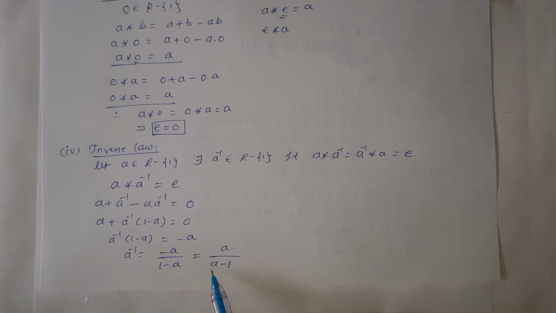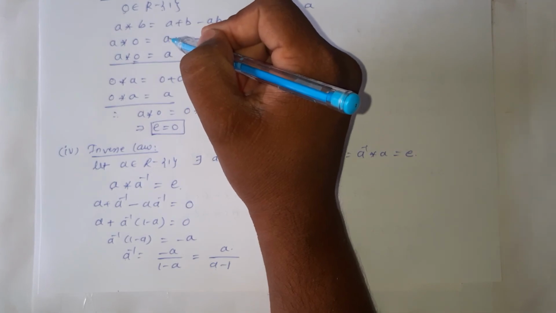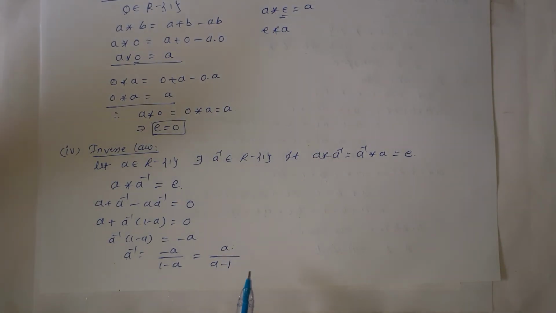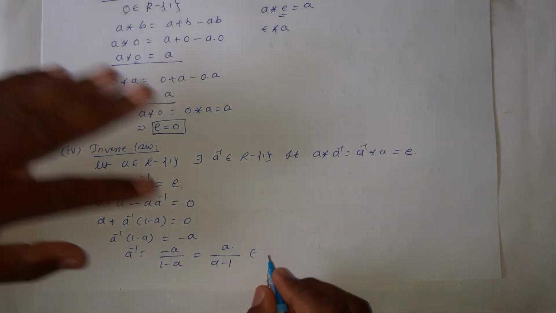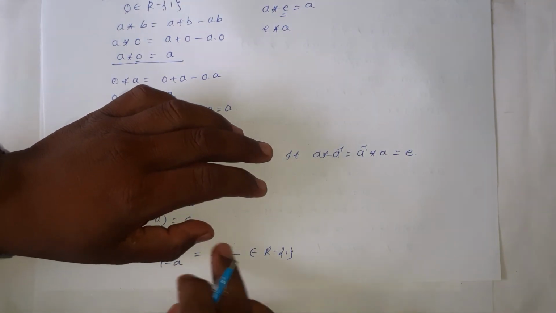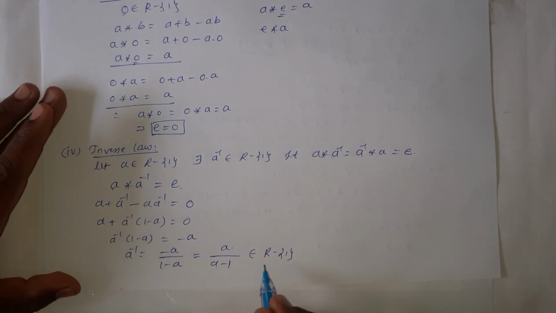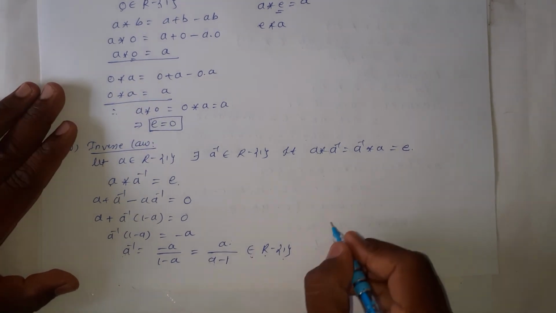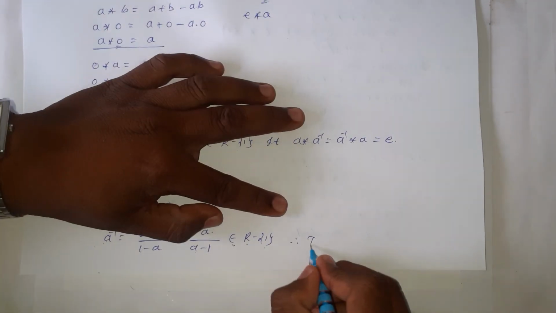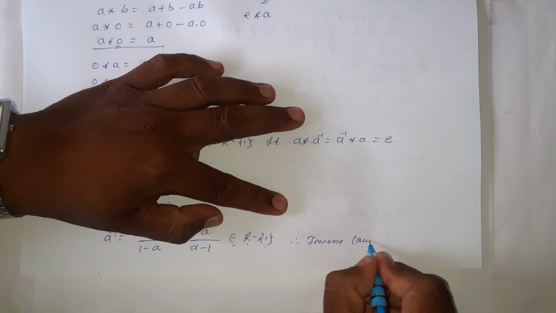If A is equal to 1, then what happens? A divided by 0, which is not defined. But here the given set is R minus 1, which means in that set we do not have 1. So, therefore, this is defined in the given set R minus 1. It belongs to R minus 1, because A is not equal to 1, and if A is not equal to 1, then the element is defined for finite values. Therefore, A inverse equal to A divided by A minus 1 belongs to R minus 1. Therefore, the inverse law is satisfied.